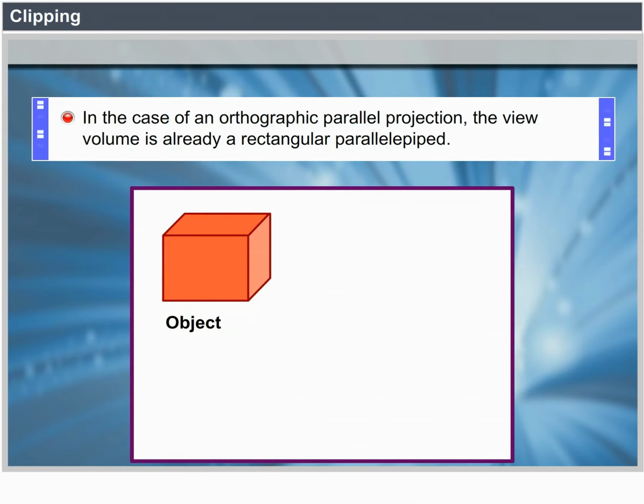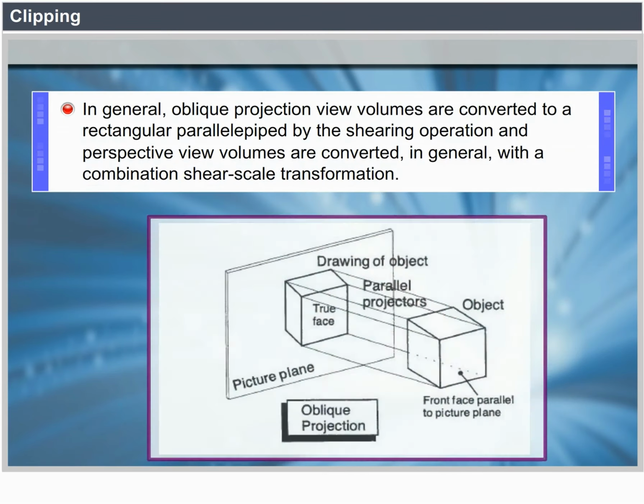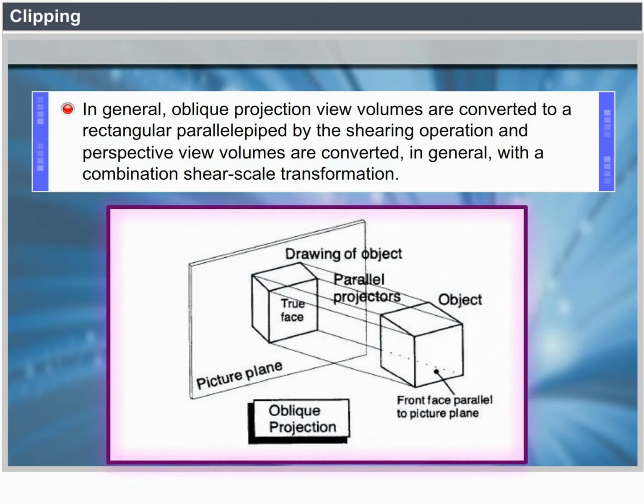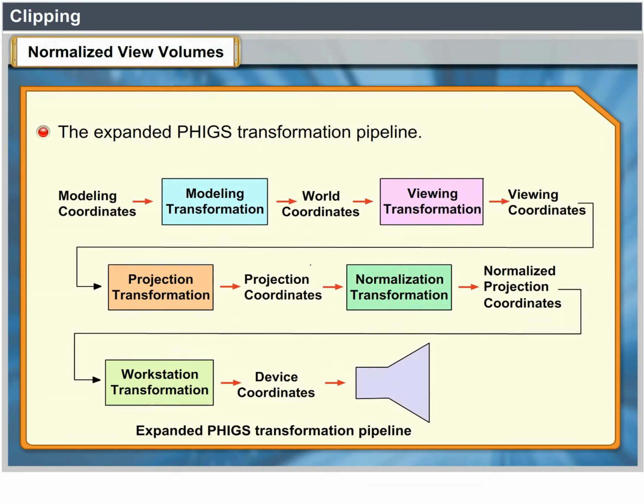In the case of an orthographic parallel projection, the view volume is already a rectangular parallelepiped. Oblique projection view volumes are converted to a rectangular parallelepiped by the shearing operation, and perspective view volumes are converted in general with the combination shear-scale transformation. Normalized view volumes. This figure shows the expanded transformation pipeline.